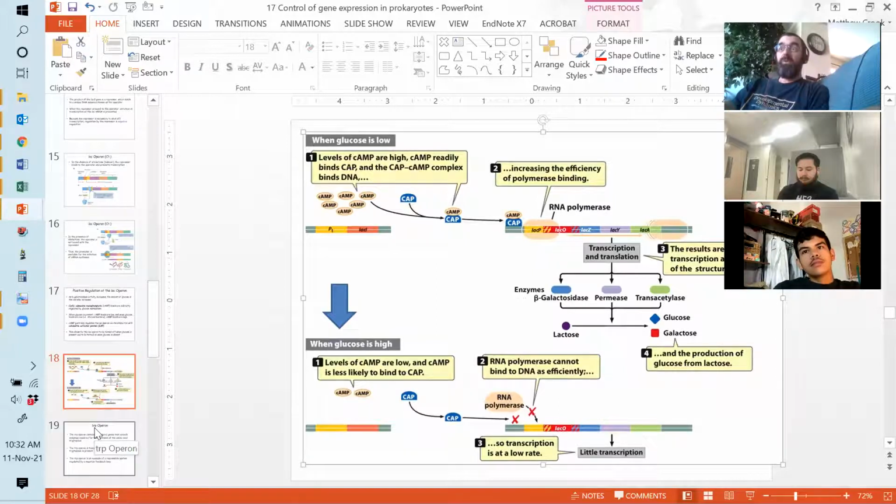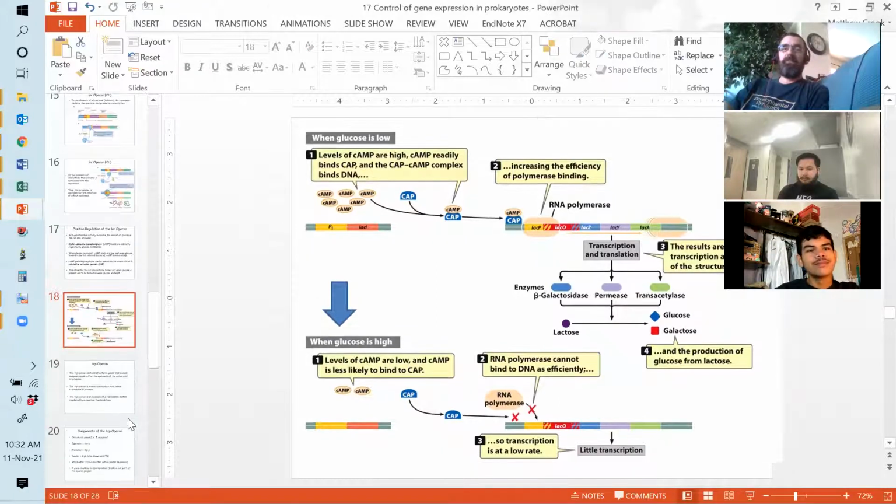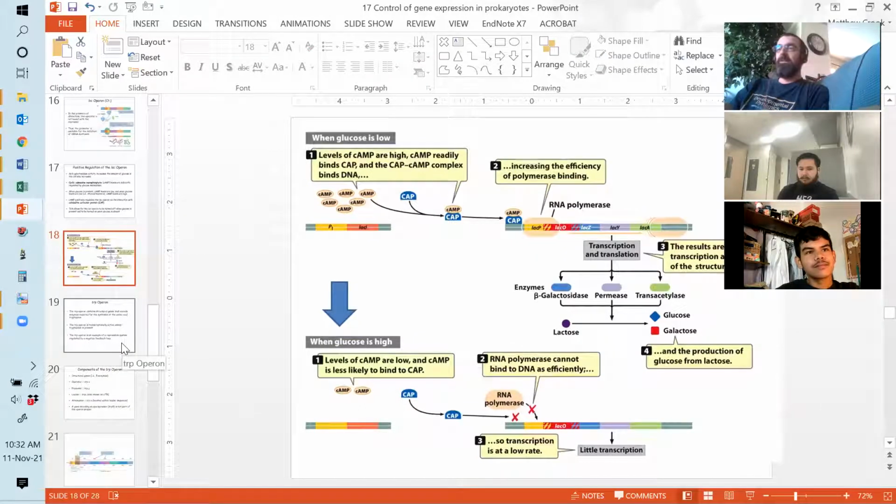Now the trp operon. Ooh, the trp operon is a doozy. If any of you know what that means. Actually, it's funny because this must be like an East Coast word. Because a lot of people in Texas don't know what a doozy is. It's like, what would be a doozy? Tricky thing, I guess. Something difficult. It's a doozy.